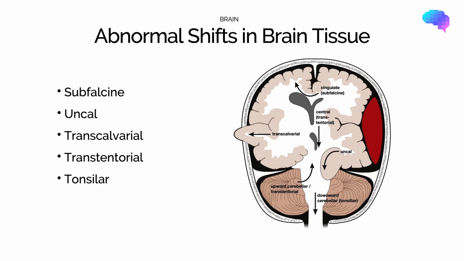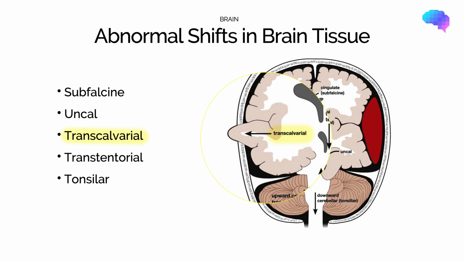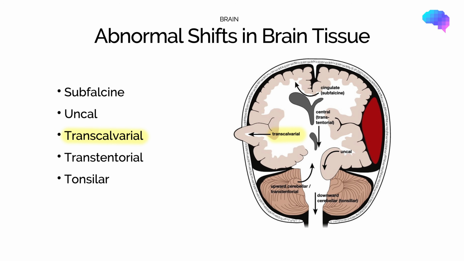So our final type of herniation that we can see on this image is transcalvarial herniation, which, if you can see in the top left-hand side of the image, is herniation of the brain through the skull itself. So this might be as a result of an injury to the skull which causes a piece of bone to become dislodged, or after a neurosurgical procedure where a hole is created in the skull.